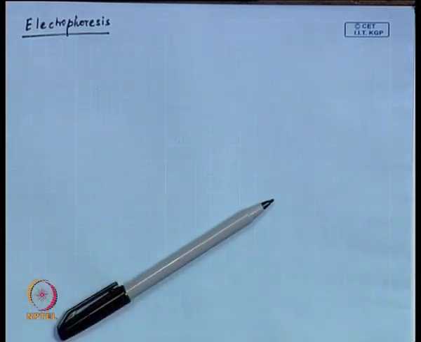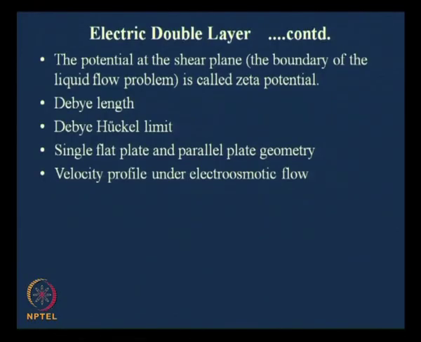So, if I quickly look at what we had in this PowerPoint slide, we have discussed the potential at the shear plane, the boundary of the liquid flow problem, which is called Zeta potential. The Debye length we discussed, which is lambda D basically. The Debye-Hückel limit we discussed. The entire analysis is based on the Debye-Hückel limit. That means sinh u is equal to u. We had the Taylor series expansion, we ignored the higher order terms with that understanding. So, that is the Debye-Hückel limit.